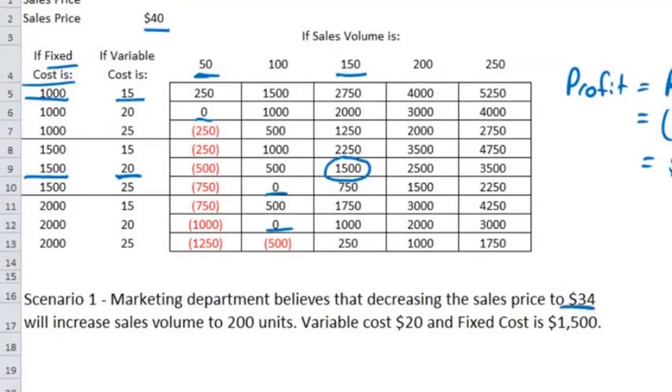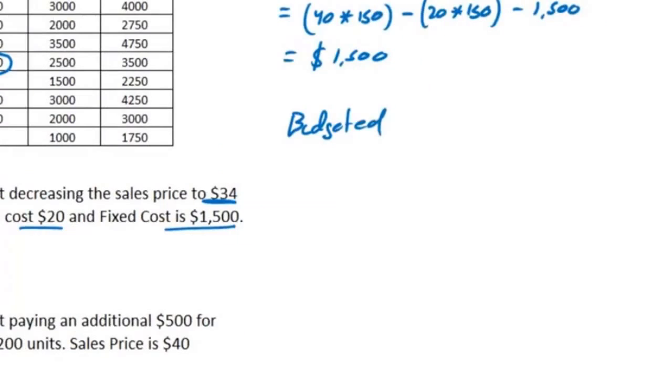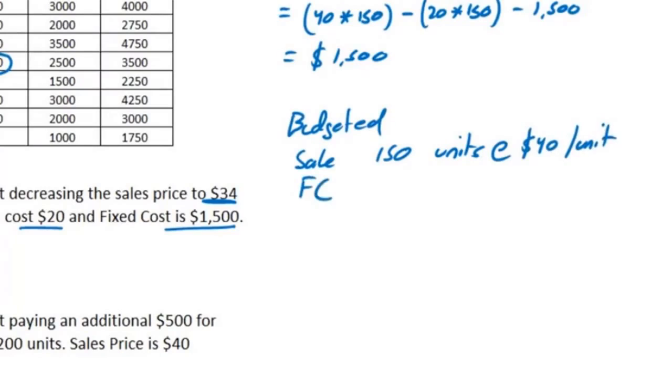So let's look at scenario one. Scenario one says that the marketing department believes that decreasing the sales price to 34 will increase the sales volume to 200 units. The variable cost is 20 and the fixed cost is 1500. Think back to our original problem. Remember we had originally budgeted that we would sell 150 units at $40 a unit, that our fixed cost would equal 1500, and that our variable cost would be about $20 per unit.